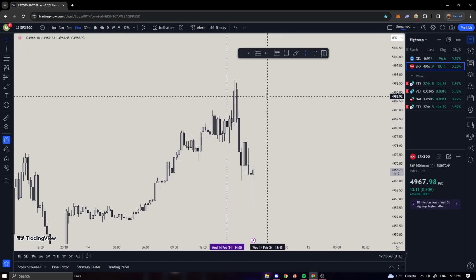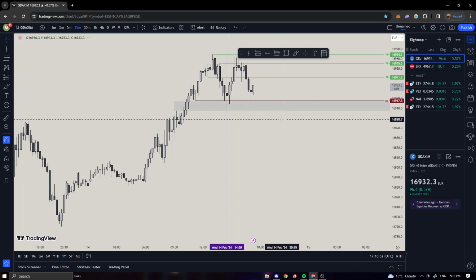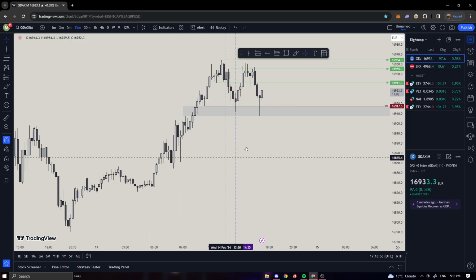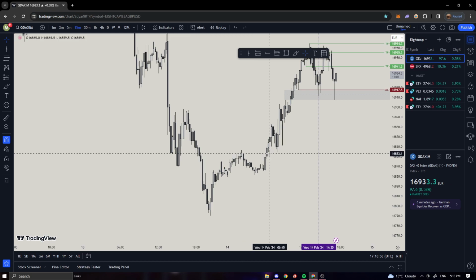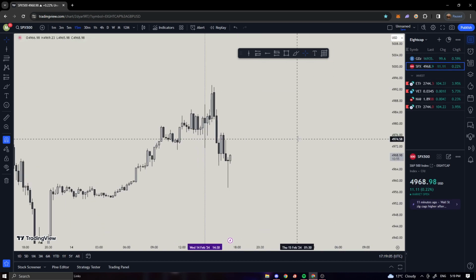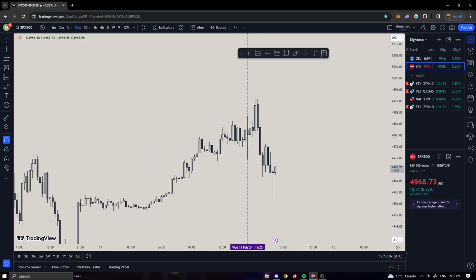Alright, so I traded the New York session. There was a setup on German 30, I just didn't enter it. This long right here. Was it this one? No, never mind. Yeah, this long right here. I just didn't enter. So going on to New York session, I traded SPX.